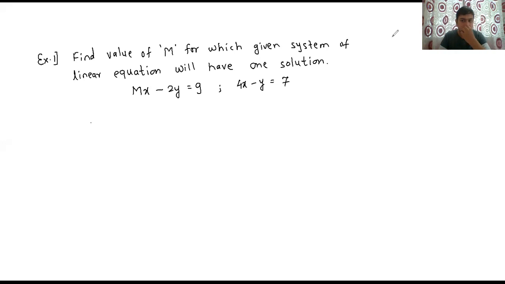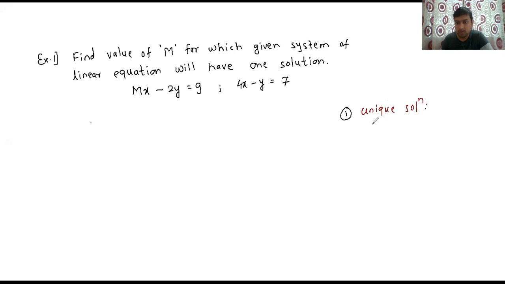Hello students. So in this video we are going to solve the problems on conditions of solvability of system of linear equation. We'll quickly revise those conditions and then we will try to solve the given problem. So what were the conditions? First condition is for unique solution.